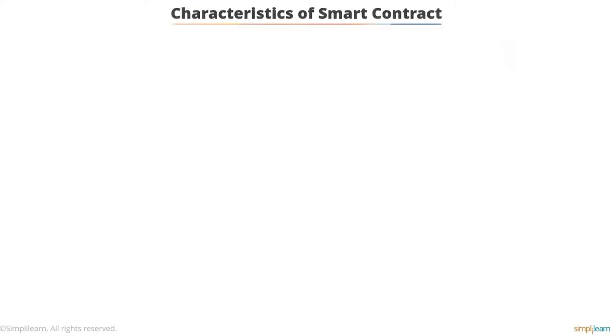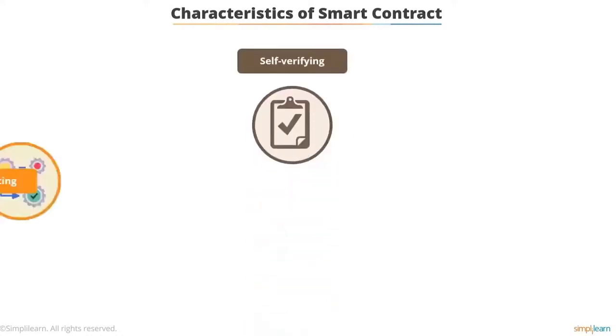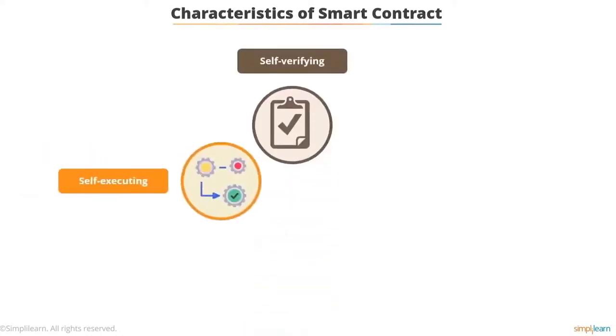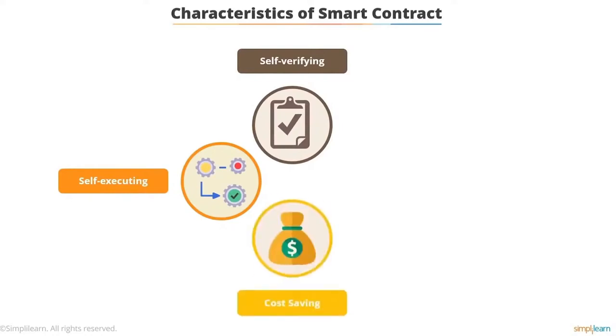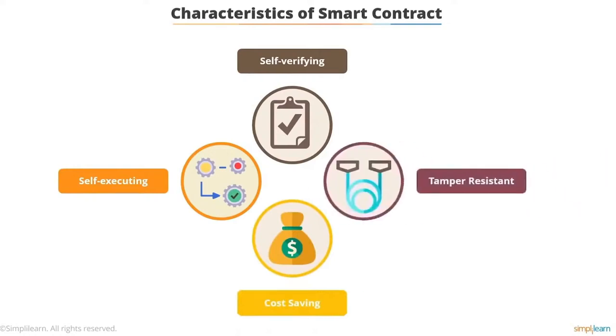Characteristics of smart contracts. Smart contracts are self-verifying and self-executing. They operate autonomously to execute the terms of the contract and verify the transactions without the need of third-party intervention. The elimination of third parties reduces the cost of operations and further makes the contracts tamper-resistant.